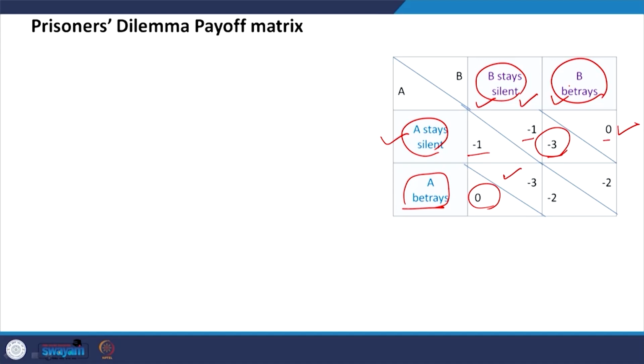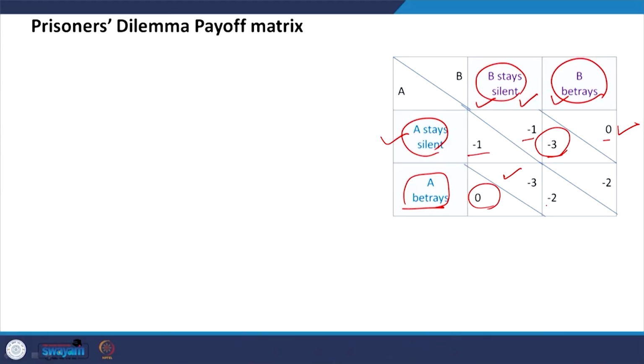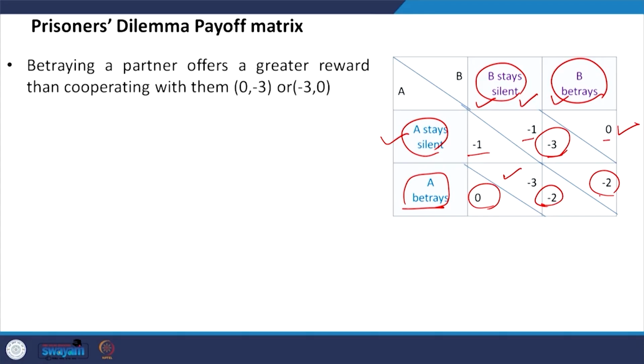And if you are looking at the case where A is betraying whereas B is also betraying, that means no one is confessing who has committed this crime. So the prosecutor will be confused about what to do. Because of the lack of evidence, both of them will be getting a 2 year sentence. So, this is what is explained in terms of a prisoner's dilemma case.